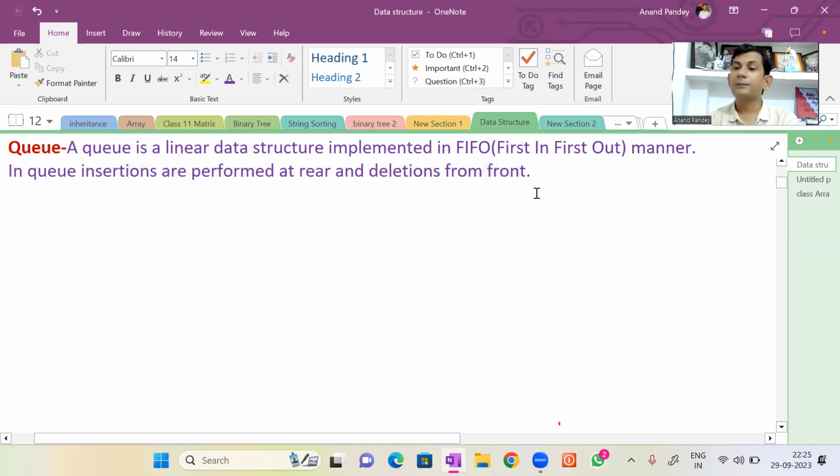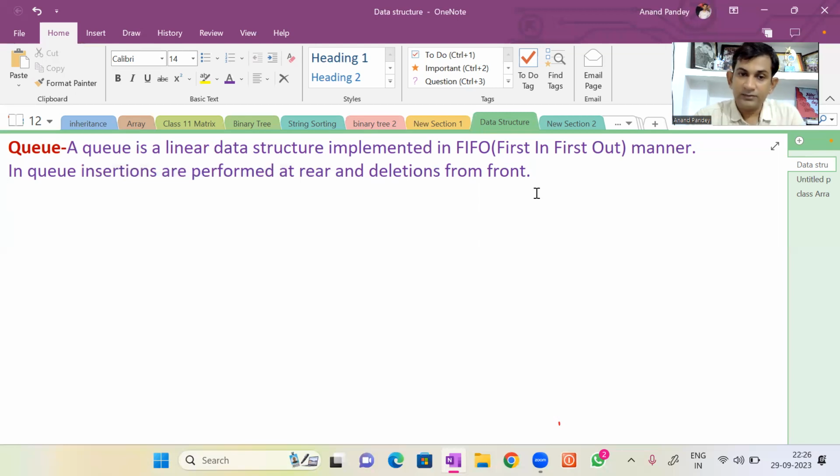Deletion from front means if a person is removed, if a person goes out of that queue, it will be the person from the front. Deletion will be done from the front. A person will be removed from the front only. The person who is at the front will get the ticket and will be deleted from the queue. Okay, so in the same manner, I think the concept of queue is clear.